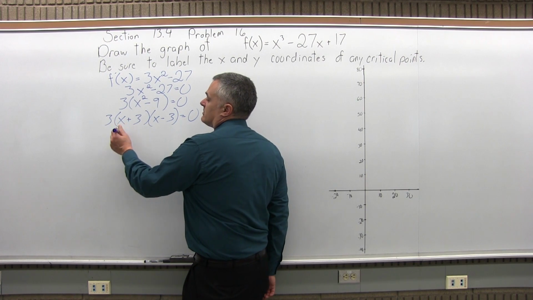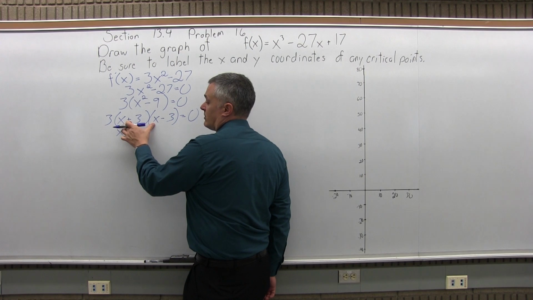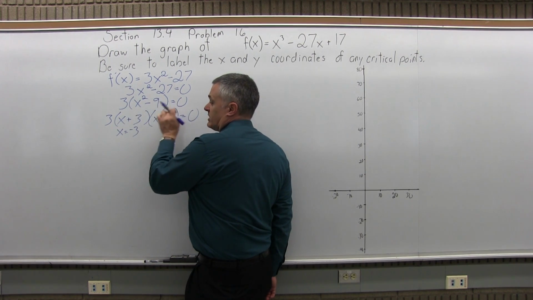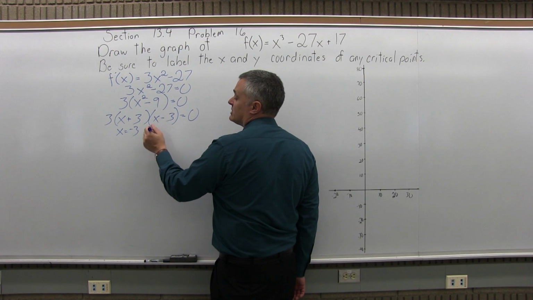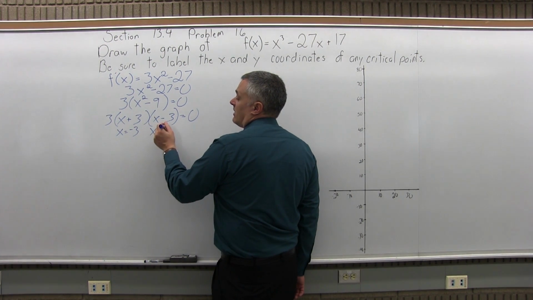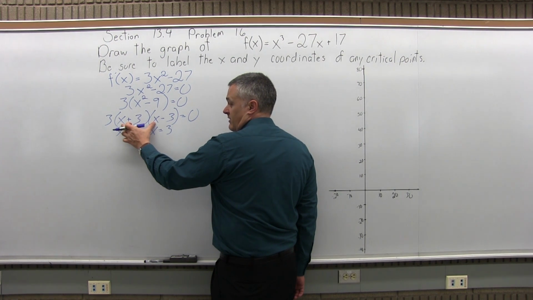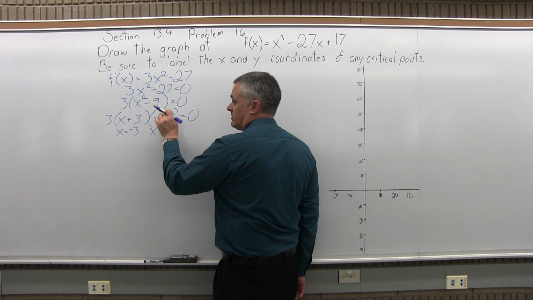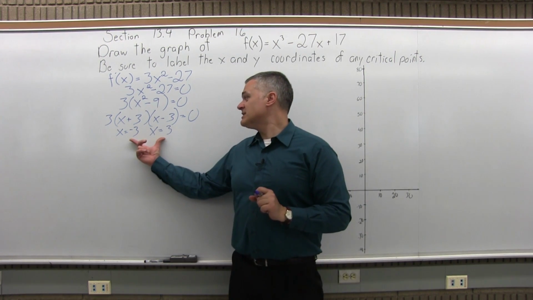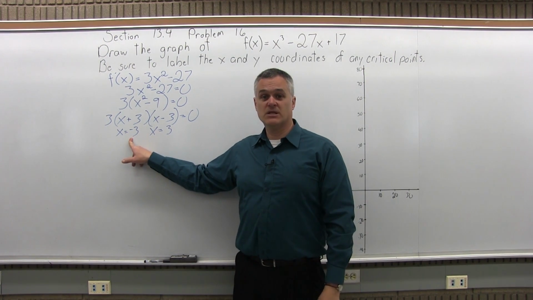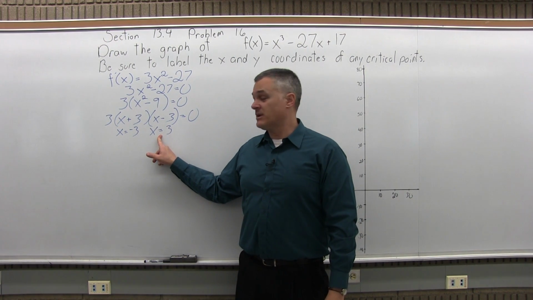The x plus 3 gives me an answer of x equals negative 3. And again, if x is negative 3, it will make the equation true. You'll get 0 equals 0. And the other factor of x minus 3 gives me a solution of x equals positive 3. Again, if I put in positive 3 wherever I have an x, the equation becomes true. 0 equals 0. So those are my 2 answers for x, which means I have a critical point with an x coordinate of minus 3, and a second critical point with an x coordinate of positive 3.